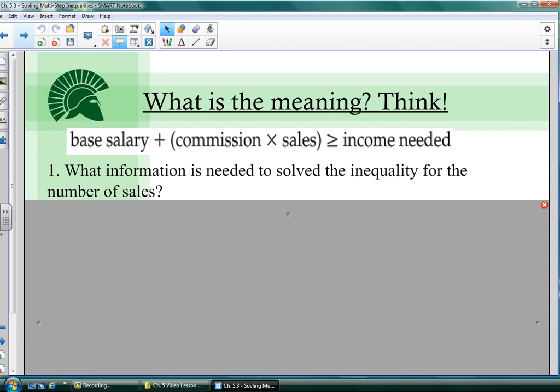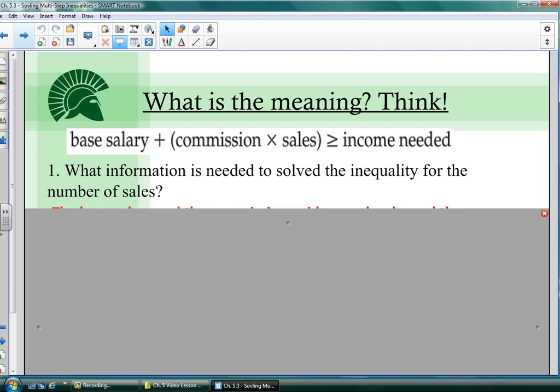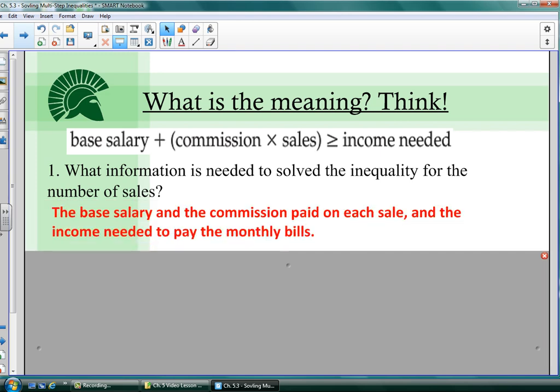So what we're really talking about is this. Anytime you get a commission, you have a base salary, and then for all the sales that you make, a percentage of those sales. So if you make $100 worth of sales, you get whatever the percentage you and your employer have agreed upon. And if you want to pay your bills, that has to be greater than or equal to the income that you needed. So what information is needed to solve this? Well, these are really the three pieces of information: the base salary, the commission to be paid on each sale, and the income needed to pay the monthly bills.